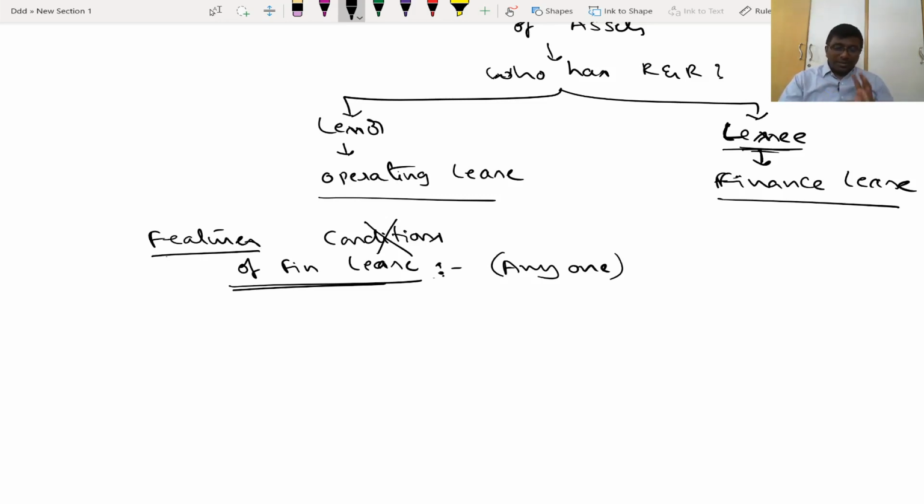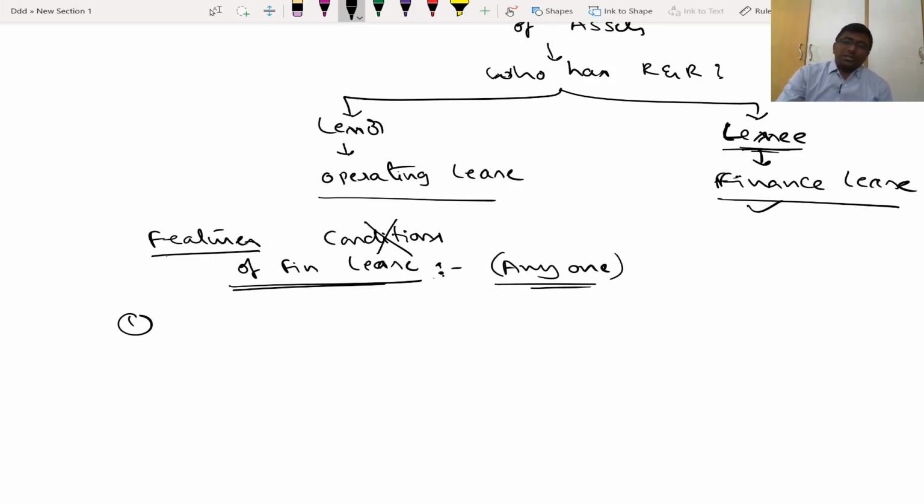Again, these 5 are also not exhaustive. Another 3 they have given. E5 is also to decide that risks and rewards related to the ownership of the asset are with the lessee. It is to prove, it is to help to classify. There are 5 points. If it has any one feature, we'll treat it as a finance lease.